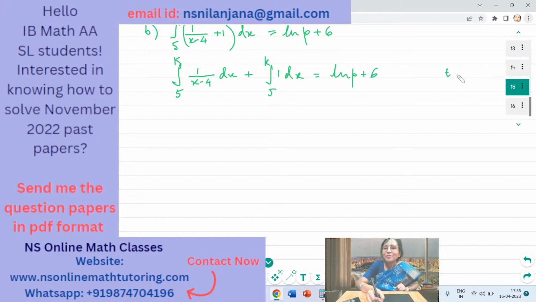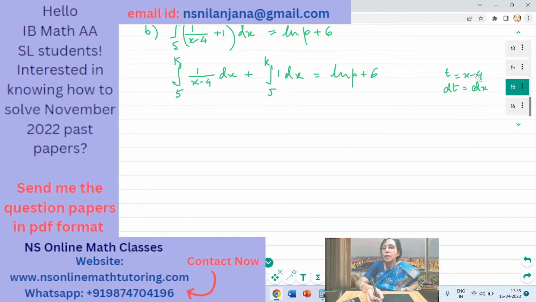So let t be equal to x minus 4. Therefore, dt will be equal to dx, because the derivative of x is 1, and this is the constant term.